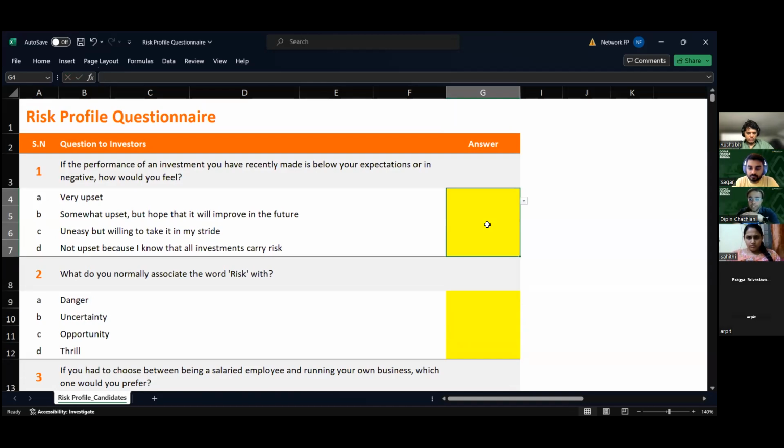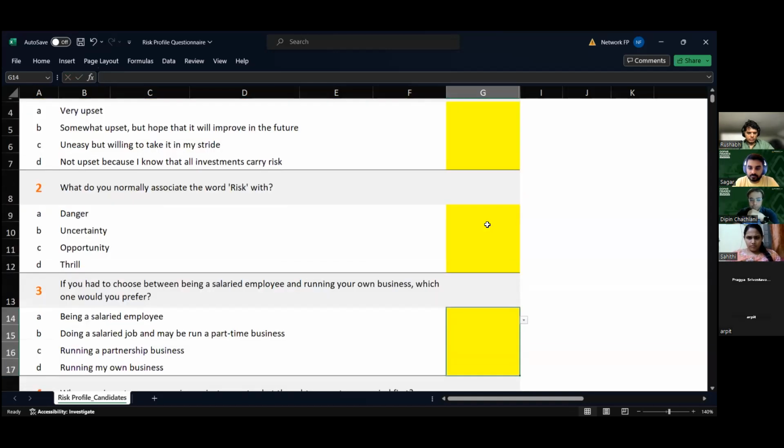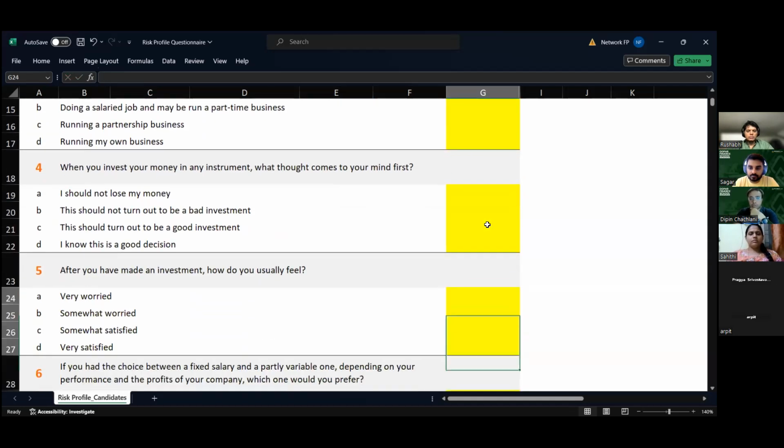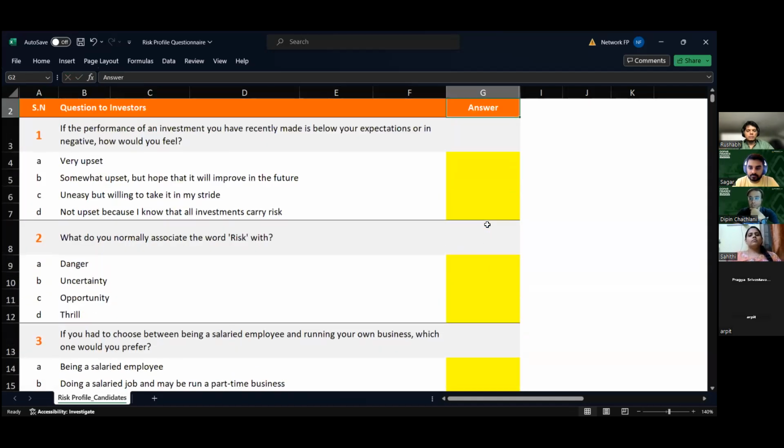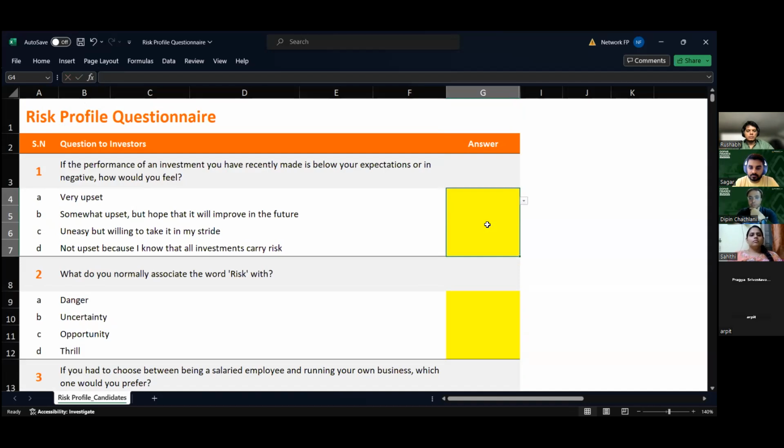It's a very interesting activity and it won't take more than 5 minutes, friends. That's my promise. But you would definitely get to know your risk profile, because if you don't know your risk profile, then you won't be able to invest properly into different assets.